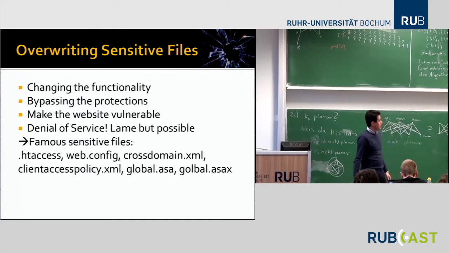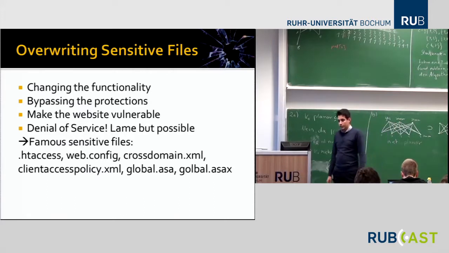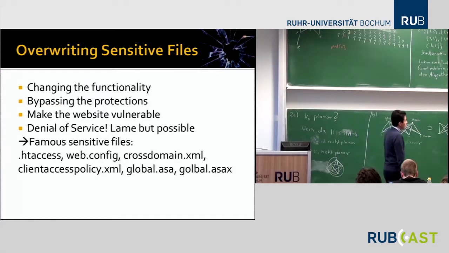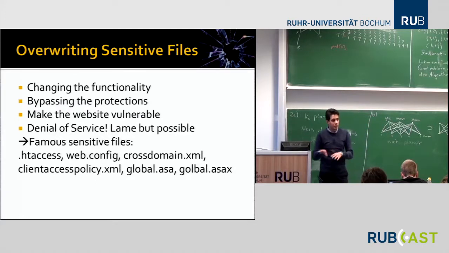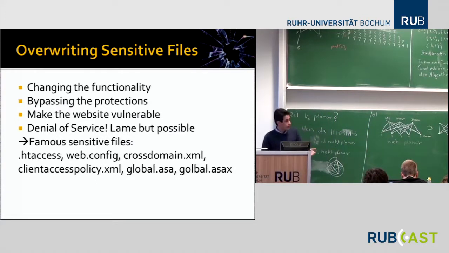So you can change the functionality of a website, bypass the protections, or, for example, if you upload a crossdomain.xml file, which is a Flash cross-domain policy file, in your directory, if they have another problem in the main website and they have a wide cross-domain policy for all of their directories, you may be able to say, okay, other websites can read this directory after that by using their Flash files. So you can actually do that.